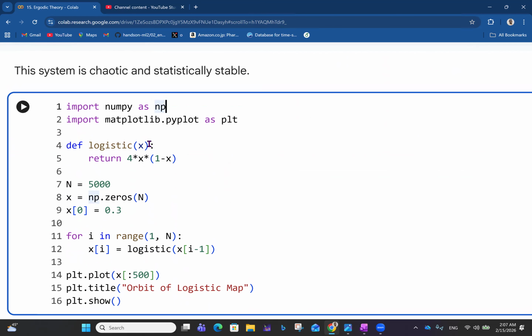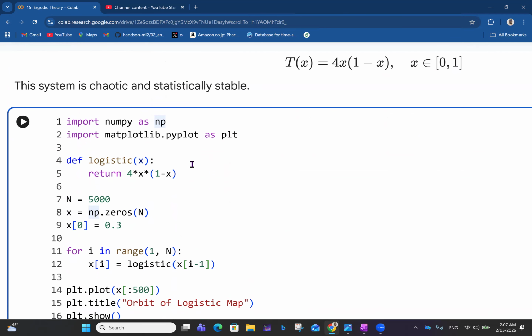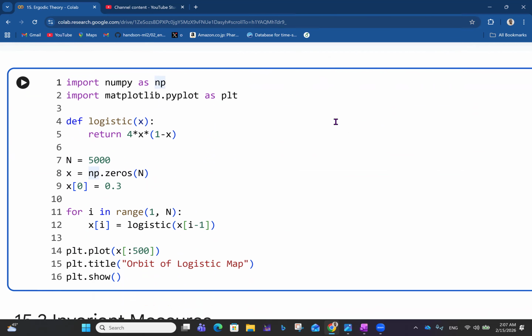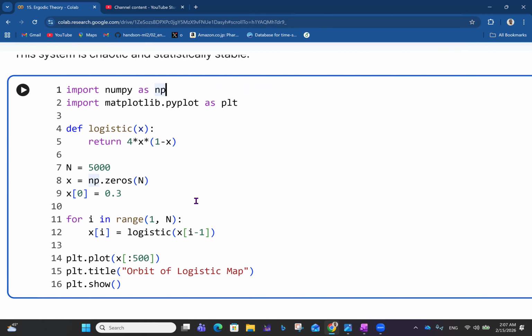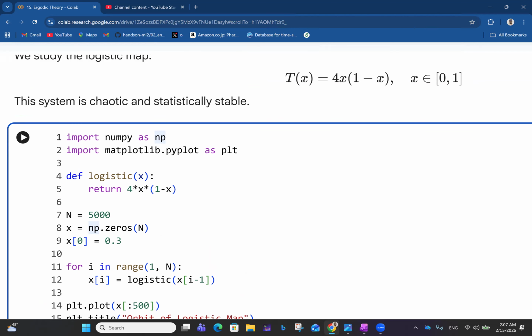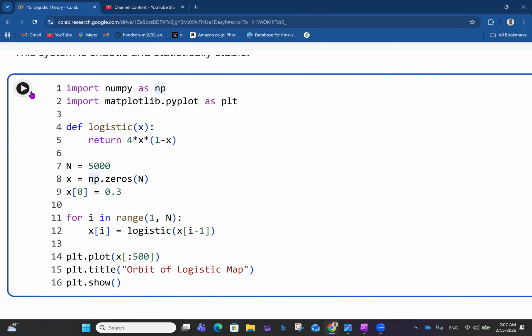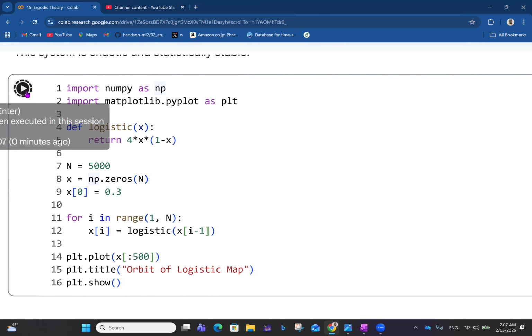And then we have the representation right here. So we define a function logistic which takes the parameter x and returns 4x times (1 minus x), just like we described right here. And then we do 5,000 iterations like that. So after 5,000 iterations, we'll see whether the system is stable or not. But of course, we know already that this one is stable. So we take our initial guess to be 0.3, which is well between 0 and 1. Okay, so we move on to look at this now.